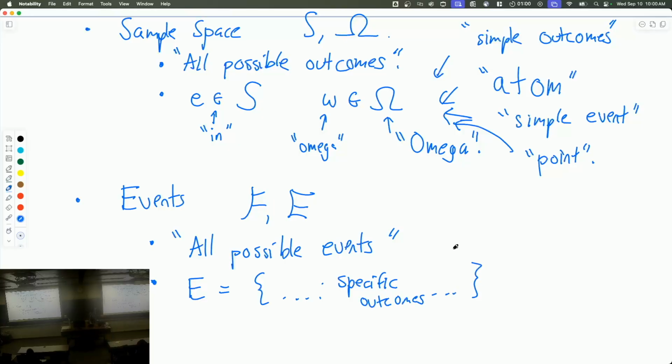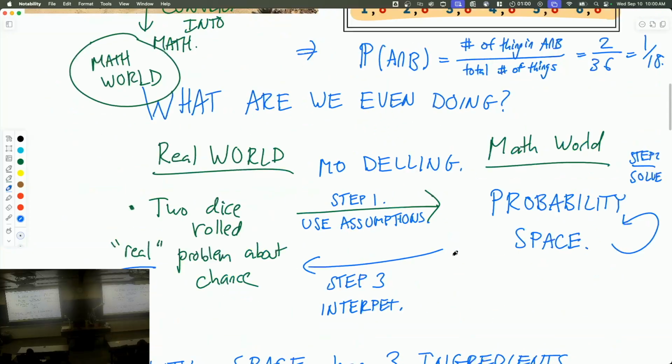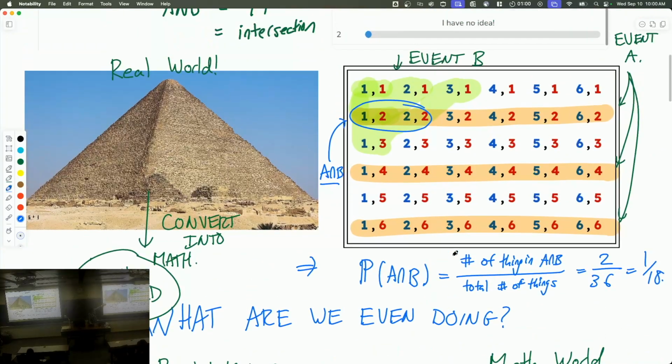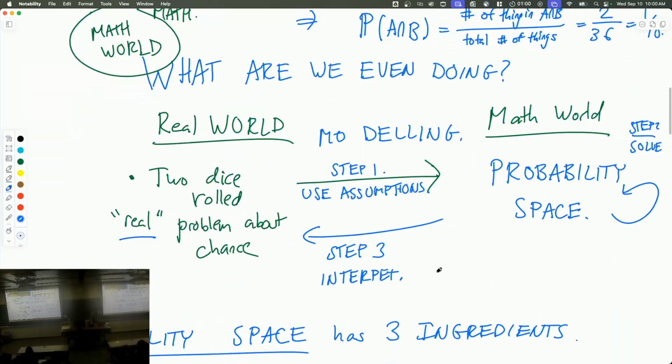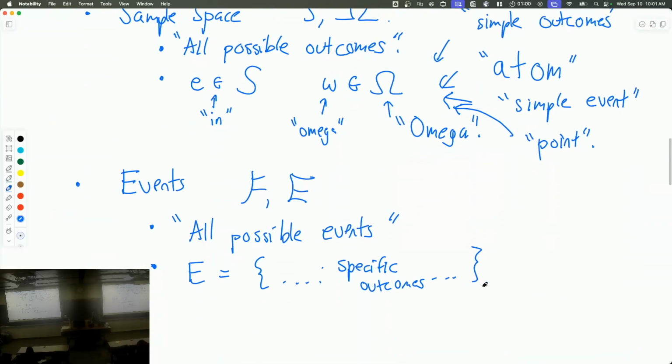A great example is the problem we just did. We had 2 events. We had the event A in orange and the event B in green, and they are 2 possible subsets of the whole space. In simple probability, the events are all the possible subsets. So I'll put a little bullet point with an asterisk. Sometimes it's all possible subsets of S.